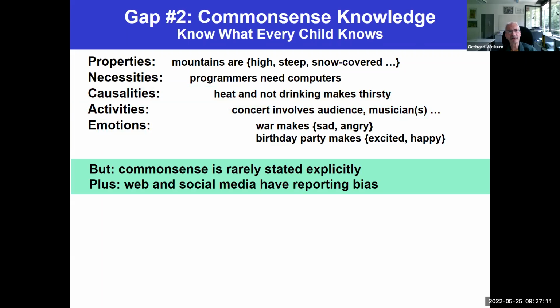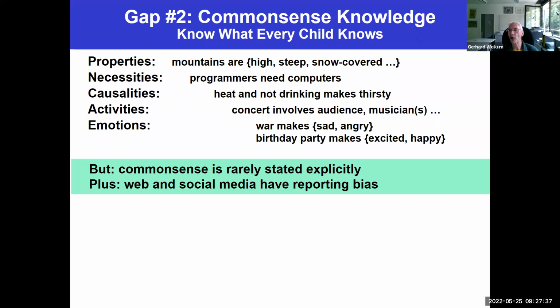Now, it's hard for computers to acquire this because these things are so common, so mundane, that they're rarely mentioned explicitly. Even when they are mentioned explicitly in some kinds of sources, like social media, there's a big bias. There's often a tendency towards exceptional cases or even sensational cases. And let me illustrate this last point. This reporting bias is a big issue here.